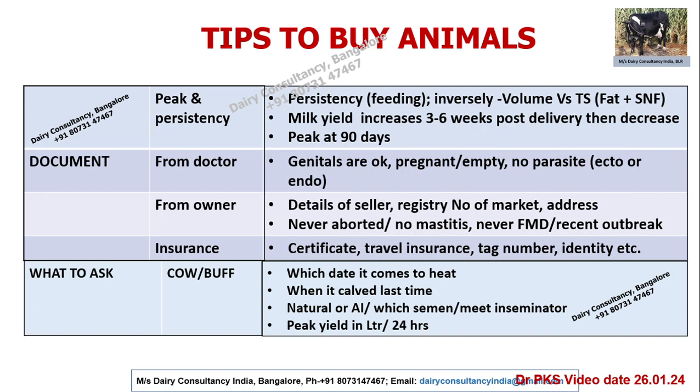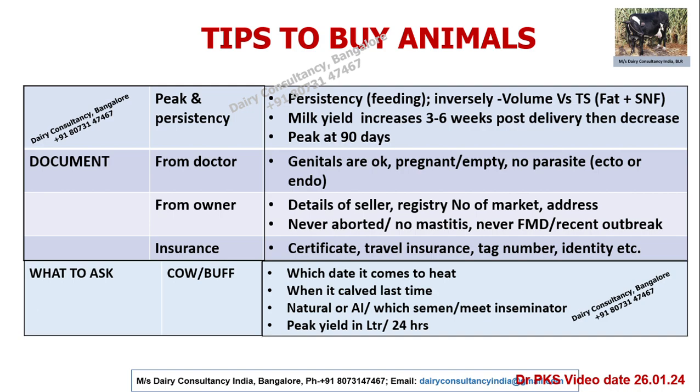It says what is the peak persistency. This can be asked from the person: what was the peak of this animal when it reached 3 to 6 weeks post delivery? What was its yield? What was the fat and SNF? Generally, once the animal's milk volume increases, the fat and SNF automatically decrease. So that is not a bad character. If the volume increases, fat and SNF will decrease a little. So keep this in your mind.